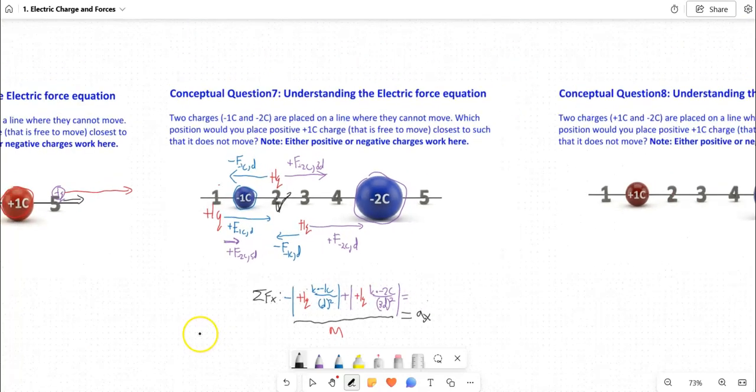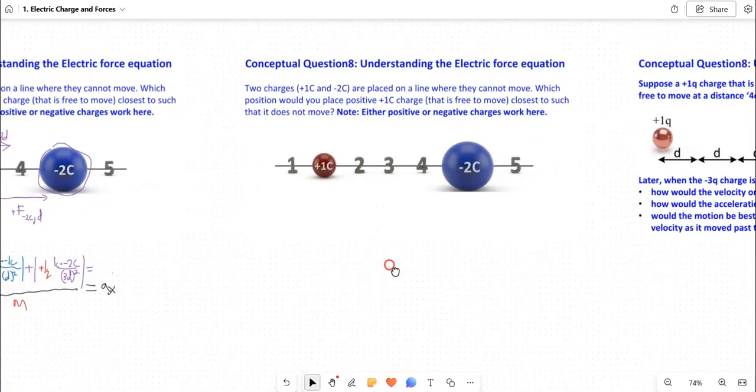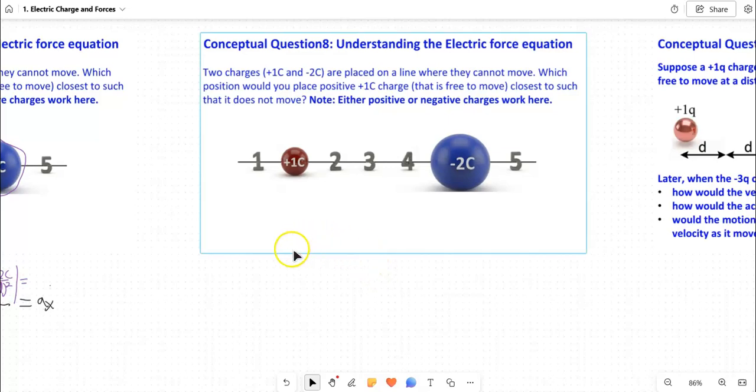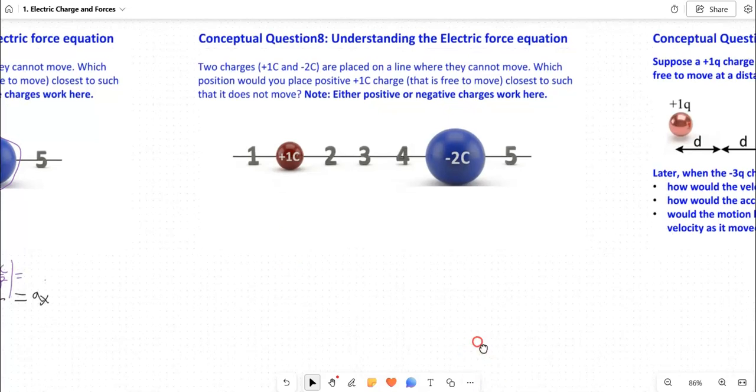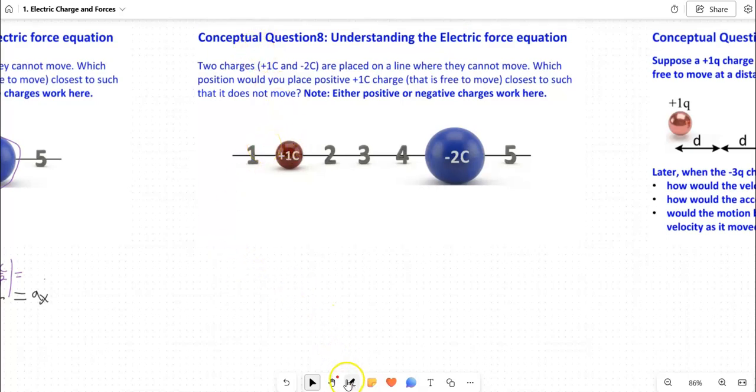Okay, let's do one more. So we'll do our last conceptual one in this, and we'll move on to two smaller little parts and then do some calculations. So we'll quantify some of these things. Okay, so in this problem right here, it's the same problem. We're going to again put another positive 1q somewhere on this number line such that it will not move.